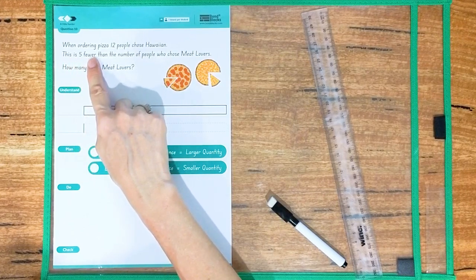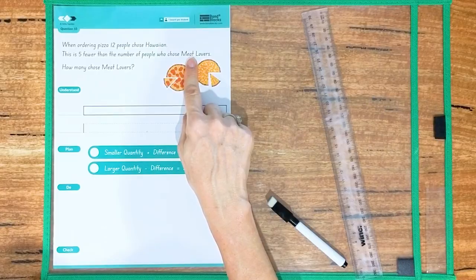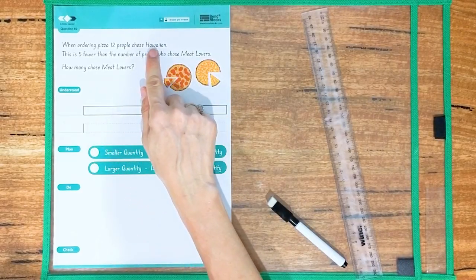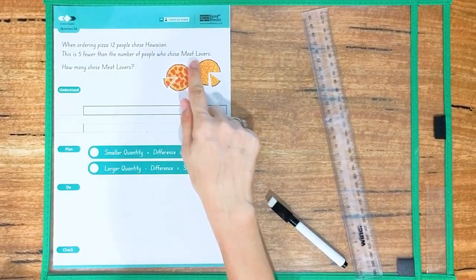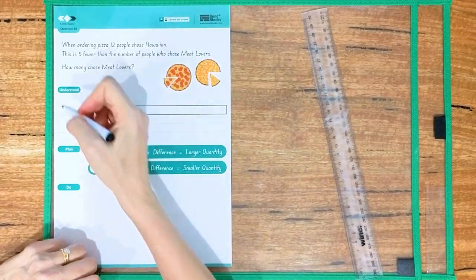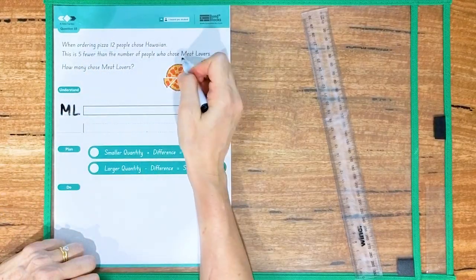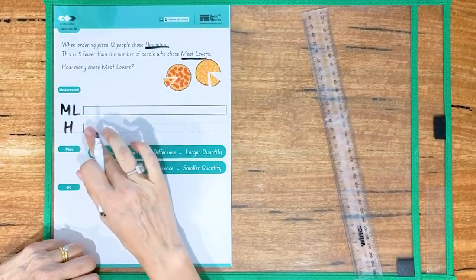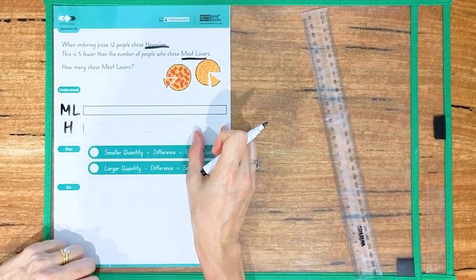This is 5 fewer than the number of people who chose meat lovers. If there are fewer choosing Hawaiian, then there must be more choosing meat lovers. So meat lovers is the larger quantity. The smaller quantity is Hawaiian, and I'll put that on this bar along with the difference.